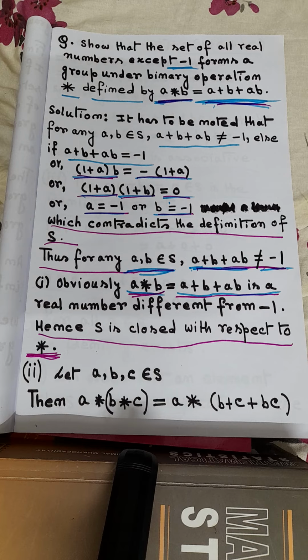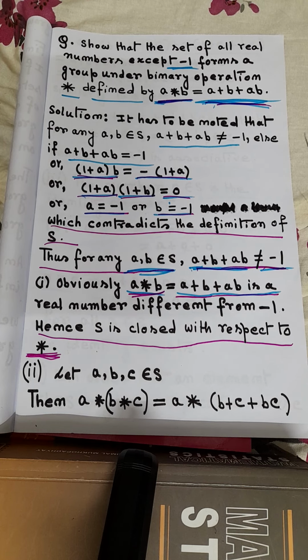when you are checking a group, what will you check? You will first check whether this is a binary operation, whether the set is closed under the binary operation or not. So we can see that yes, the set is closed under the binary operation, because the binary operation will never produce minus 1, which is excluded from the set, correct? So you can say that yes, the binary operation is closed here.